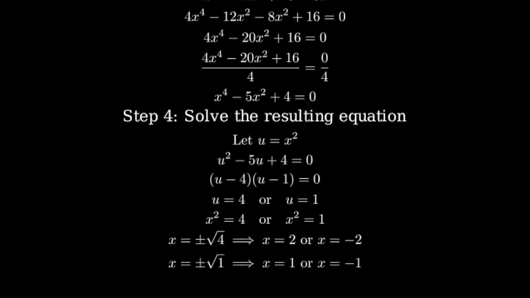When x equals 2, y equals negative 4 over 2, which is negative 2. So one solution is (2, negative 2). When x equals negative 2, y equals negative 4 over negative 2, which is positive 2. Another solution is (negative 2, 2). When x equals 1, y equals negative 4 over 1, which is negative 4. A third solution is (1, negative 4). When x equals negative 1, y equals negative 4 over negative 1, which is positive 4. The final solution is (negative 1, 4).